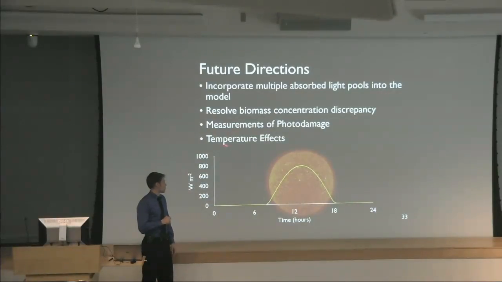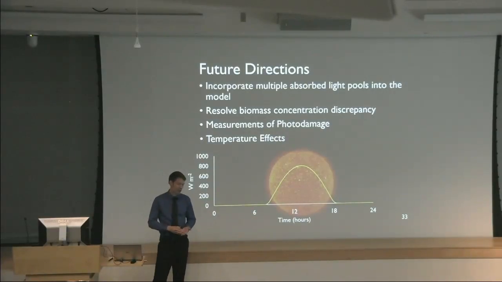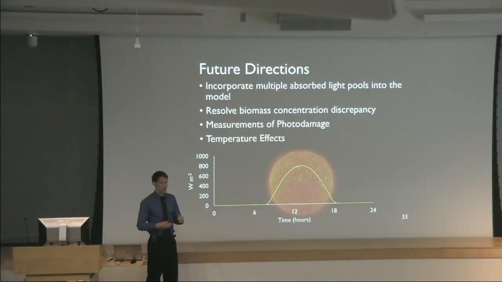Now, the final point up here is temperature, which is something I haven't talked at all about. But if you want to take this light model outside, it's essential to include. And some of the effects of temperature on light are interesting. All biochemical and chemical reactions will slow down as temperature gets lower. But photochemical reactions will actually occur at the same or similar rate. So in fact, there's a higher susceptibility to photodamage at lower temperatures.